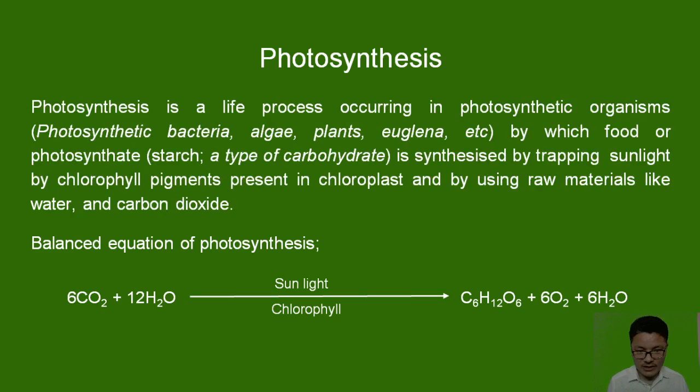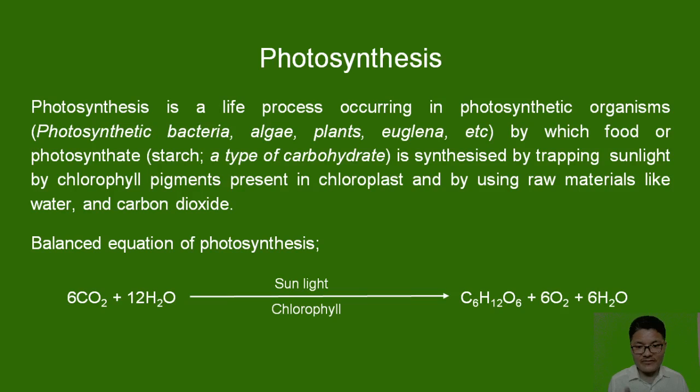Photosynthesis is a life process occurring in all the photosynthetic organisms, whether it be photosynthetic bacteria like blue-green algae, cyanobacteria. They are able to undergo photosynthesis. Algae, particularly green algae, algae which are included under Chlorophyceae. Green plants, Euglena of Protista. Euglena also undergo the process of photosynthesis.